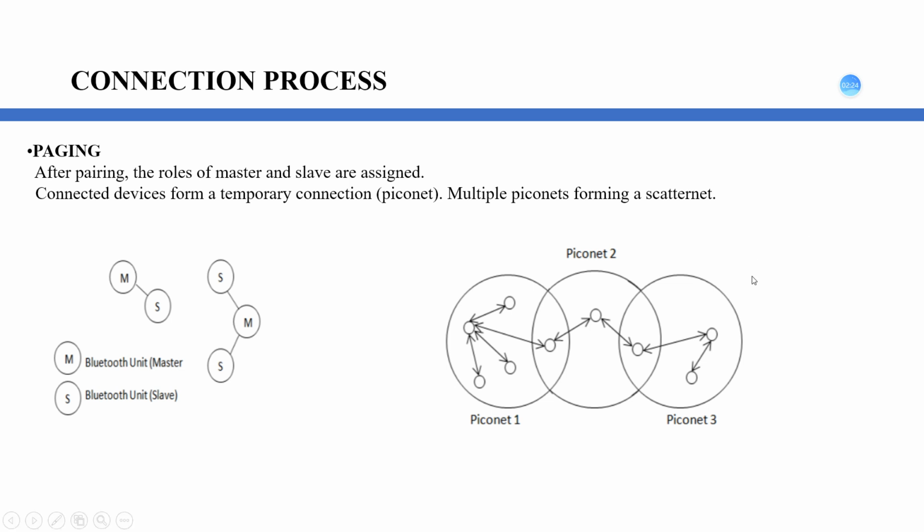Each piconet consists of up to 8 devices. Multiple piconets can coexist in the same area by employing different frequency hopping sequences in the shared spectrum, thereby forming a scatternet.